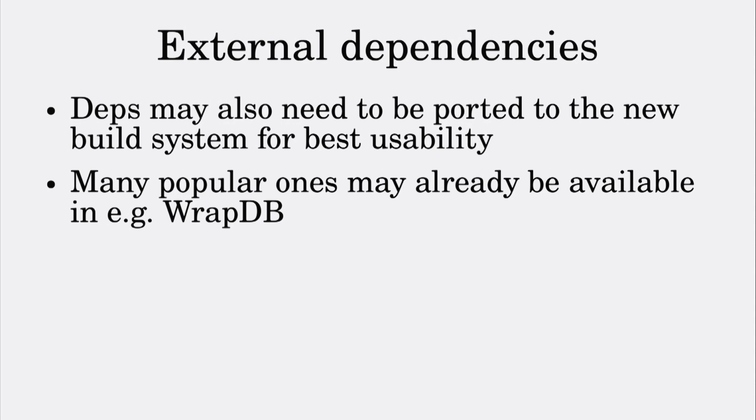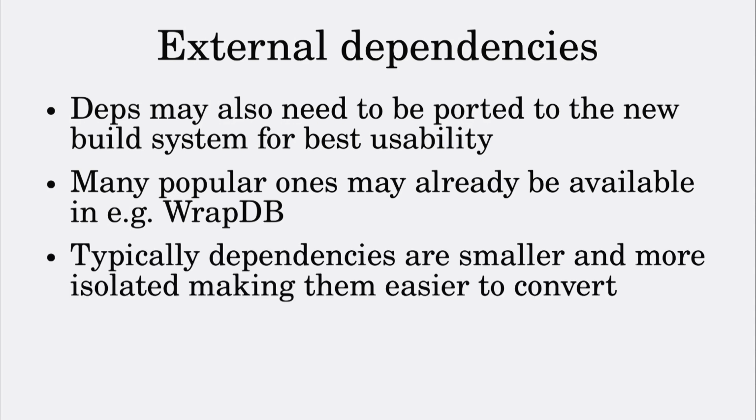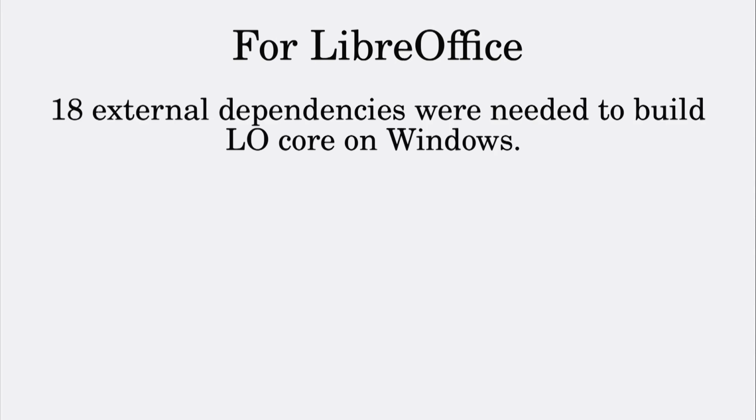If you have popular ones, they may already be available, for example, in WrapDB. And third-party dependencies are usually smaller. They're very isolated. They do one thing, and it's easier to convert them piecewise. And if you convert something that's not in WrapDB, please submit, because we accept submission and want to have as many as possible. So in the specific case of LibreOffice, to build LibreOffice core on Windows, it required 18 external dependencies.